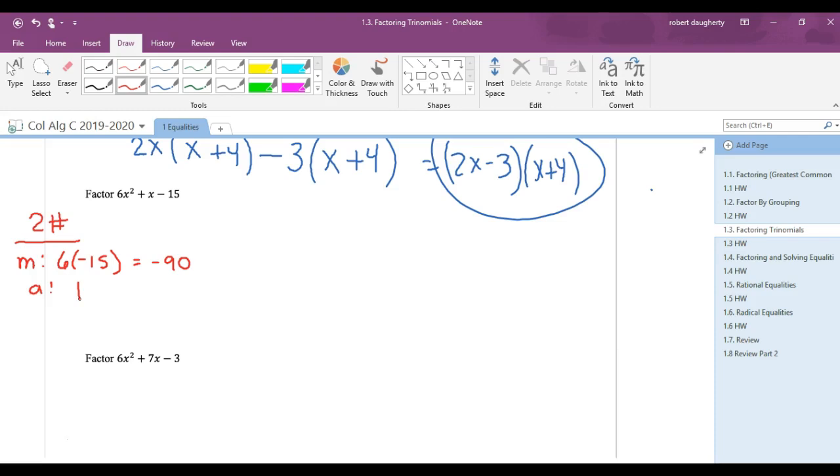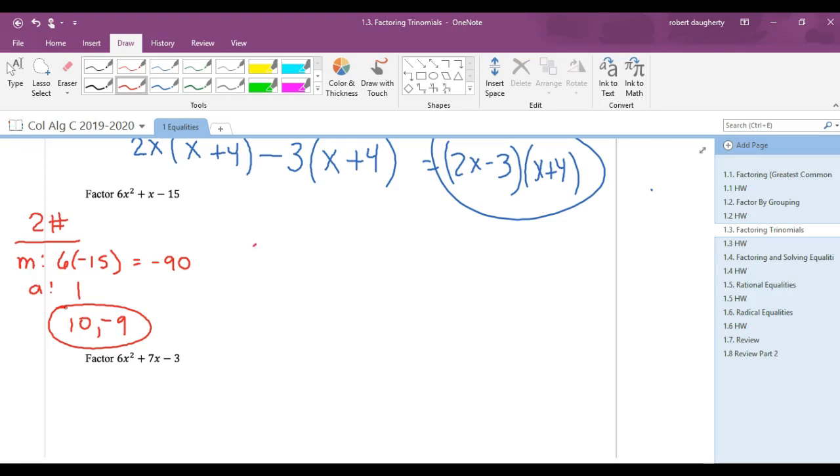So two numbers that multiply to negative 90 and add to 1. Does anybody know what those are? So 10 and 9 multiply to 90, right? 10 minus 9 is 1. So these numbers are going to be 10 and negative 9. When you multiply those, you get negative 90, and when you add them, you get 1. Now, this doesn't take me straight to my answer. I have to rewrite this problem so I can solve by grouping.